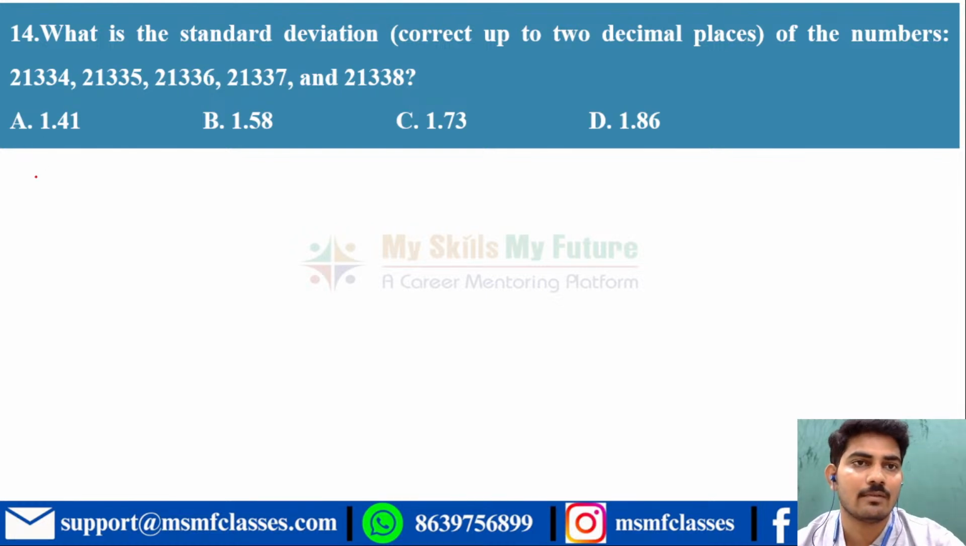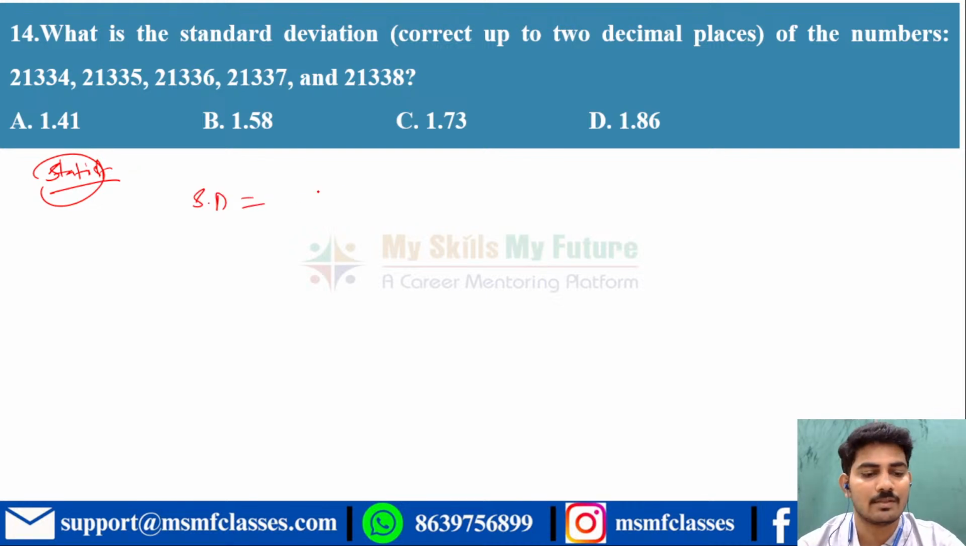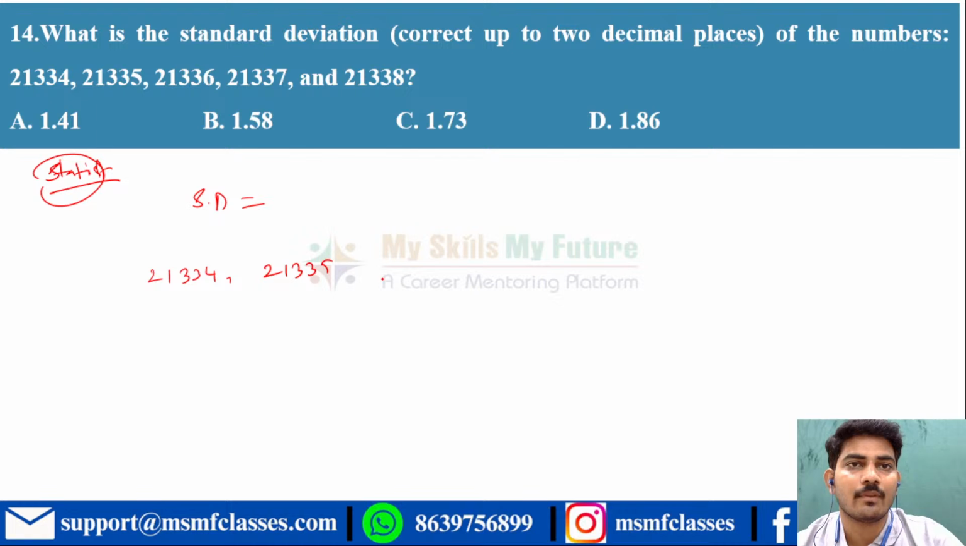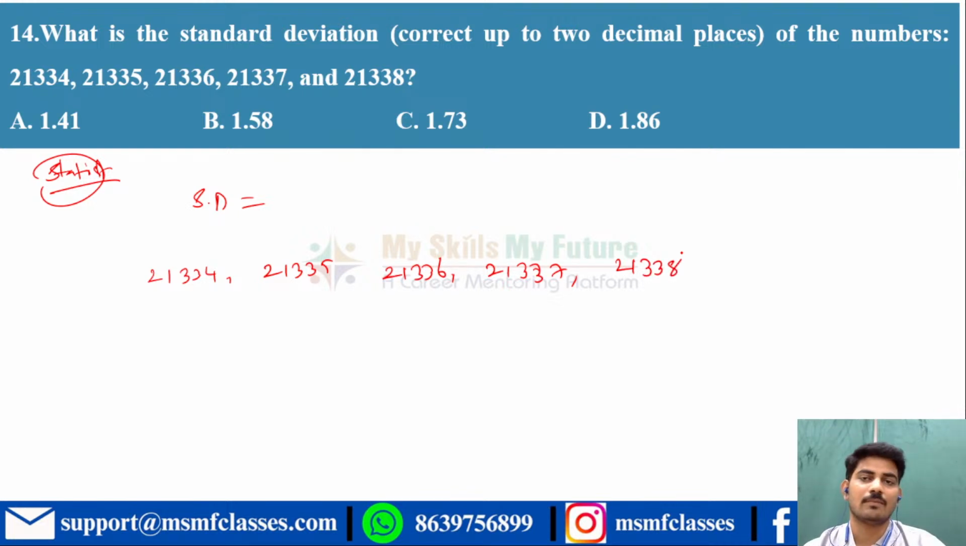Okay, this is also from the statistics topic. What he asked us to find is the standard deviation. So for standard deviation, what are the values given? 21334, 21335, 21336, 21337, and 21338. By seeing this question, everyone feels that this is a very big question, and then they can easily skip that question.